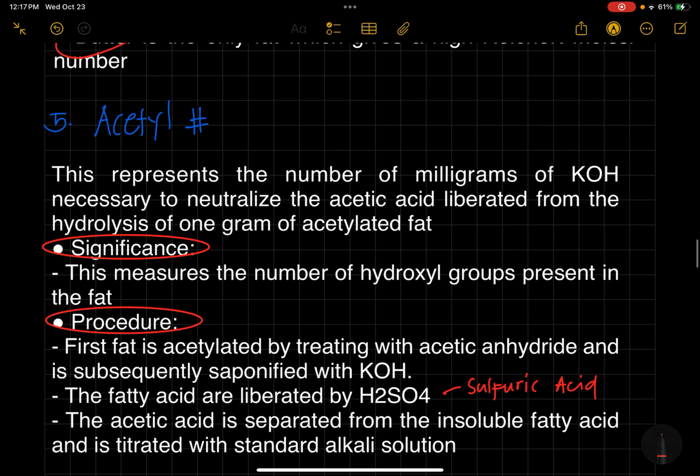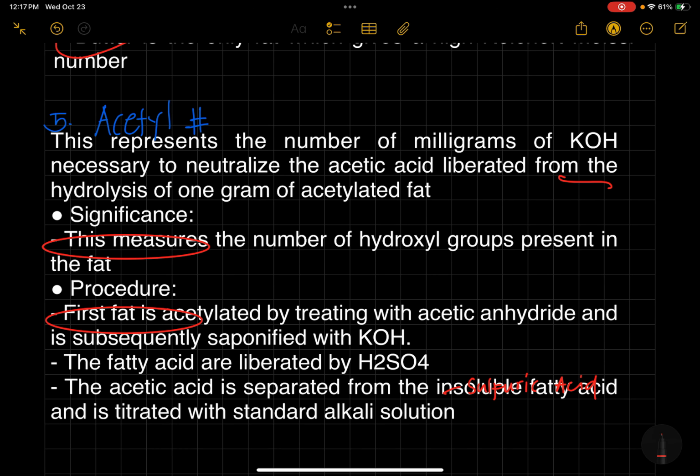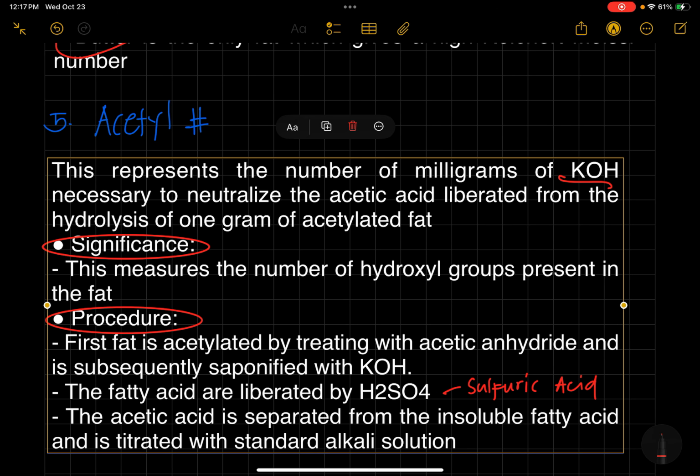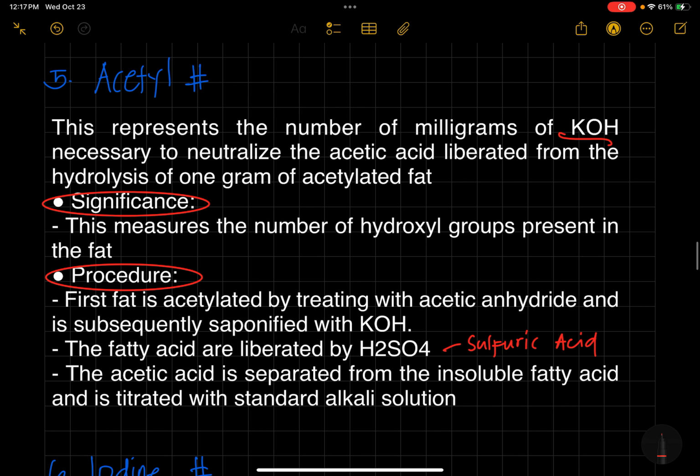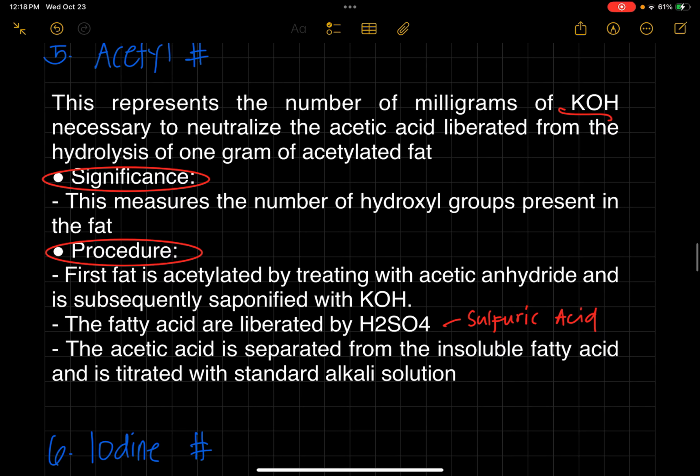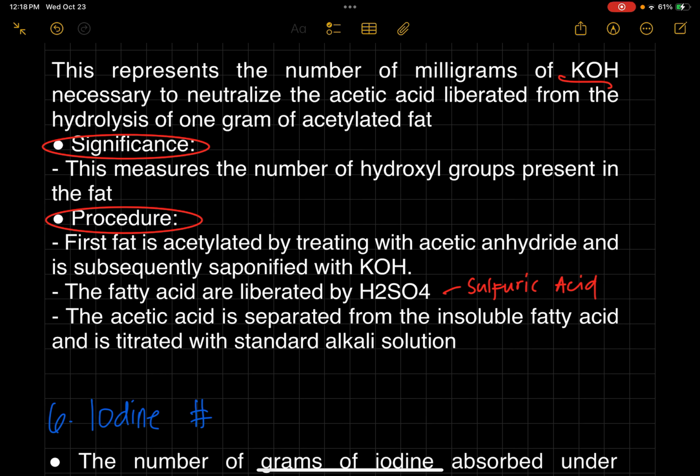Acetyl number. This represents the number of milligrams of potassium hydroxide necessary to neutralize the acetic acid liberated from the hydrolysis of 1 gram of acetylated fat. So we have the procedure. First, fat is acetylated by treating with acetic anhydride and is subsequently saponified with potassium hydroxide. The fatty acids are liberated by sulfuric acid, and the acetic acid is separated from the insoluble fatty acid and is titrated with the standard alkali solution.